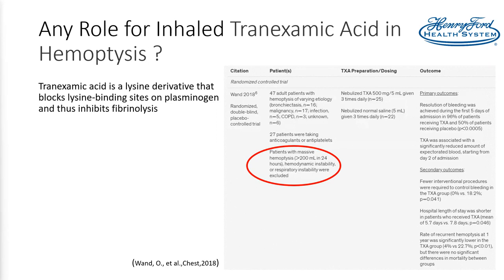They used TXA 500 mg per 5 ml 3 times daily. And they had good outcomes, if you look at the primary and secondary outcomes. Resolution of bleeding was achieved during the first 5 days of admission in 96% of patients receiving TXA and 50% receiving placebo. TXA was associated with significantly reduced amount of expectorated blood starting from day 2.